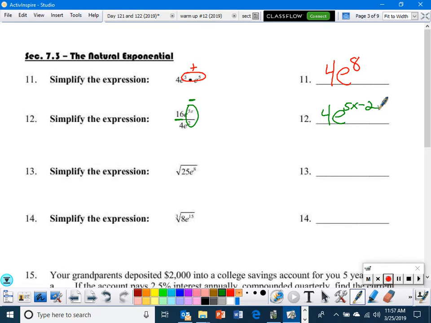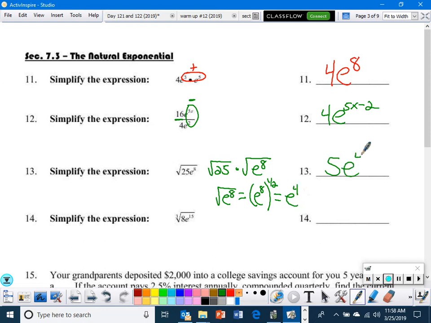Okay, number 13. If I split this up, remember that's the same as the square root of 25 times the square root of e to the 8th. Well, the square root of 25 is 5. Now, remember the square root of e to the 8th is the same as e to the 8th to the 1/2 power. Your exponent rule there is to multiply. So what is half of 8? Half of 8 is 4, so that's e to the 4th. Okay, number 13 is done.